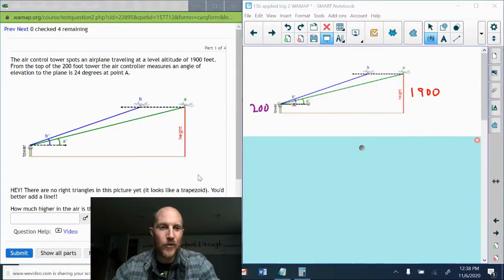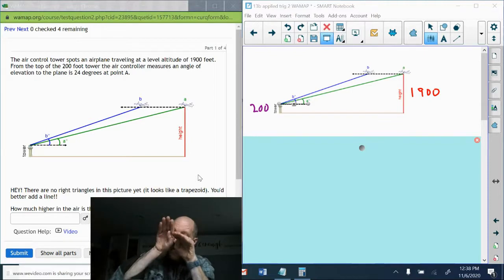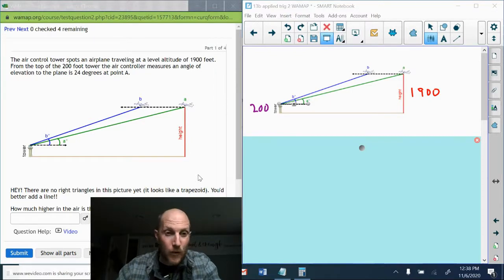Okay, we got an air traffic control tower that spots an airplane flying at a level altitude of 1,900 feet. The tower is 200 feet high. The air traffic controller measures an angle of elevation up to the plane of 24 degrees at point A.